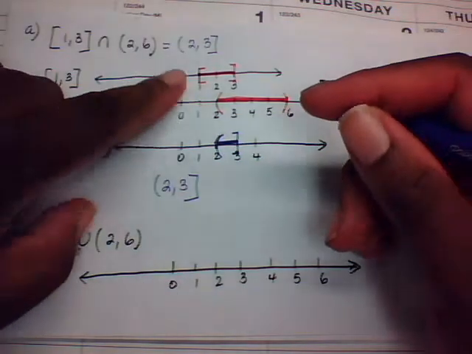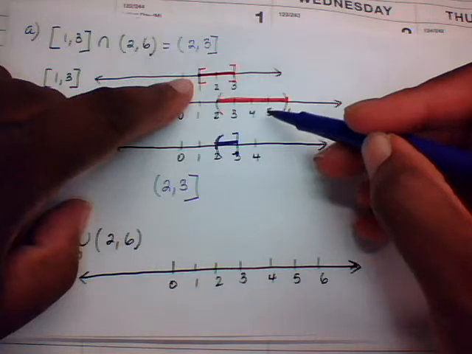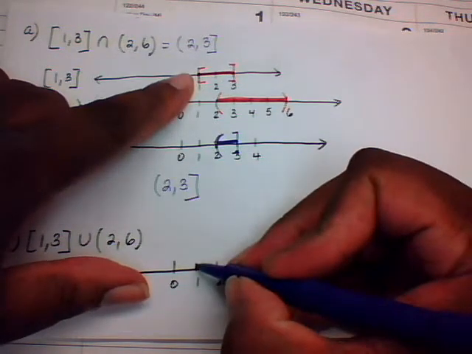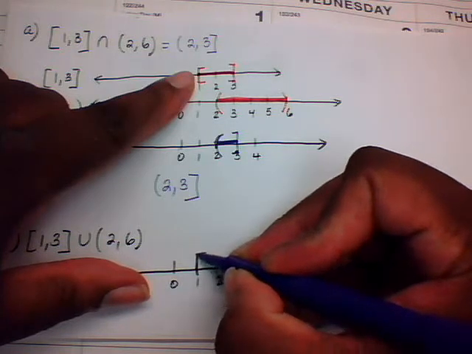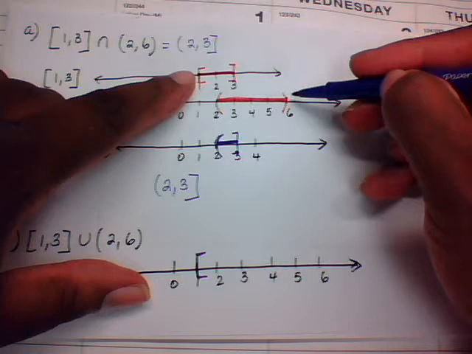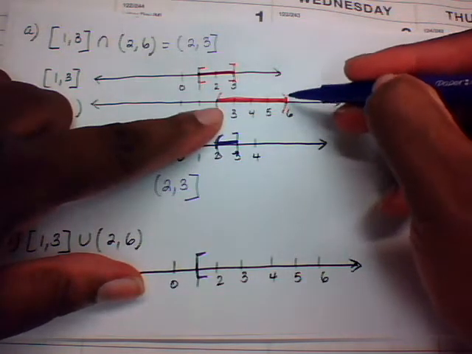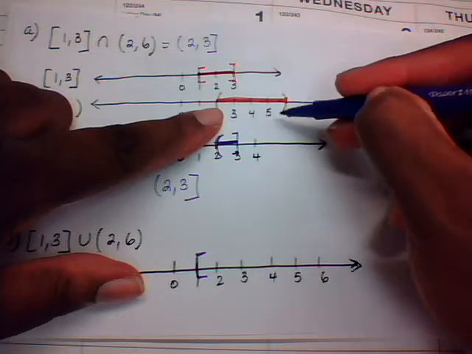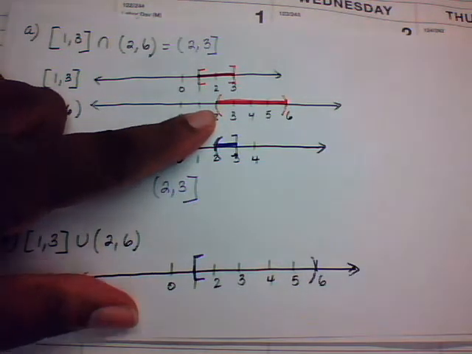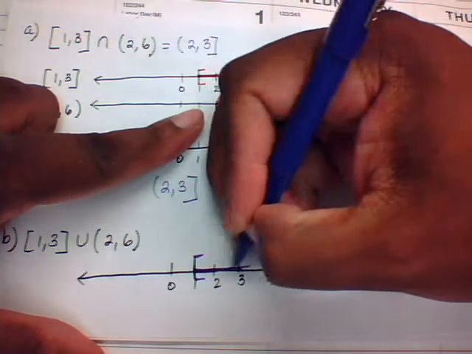Okay, by looking at these two, I take the one that's farthest to the left of either one of these two. The one that's farthest to the left is at 1, and it has a bracket, so I use a left bracket here. The one farthest to the right is the one that I will use. Of these two, the farthest to the right is a 6, and it has a right parenthesis here. So I use the right parenthesis at 6, and then shade everything in between.